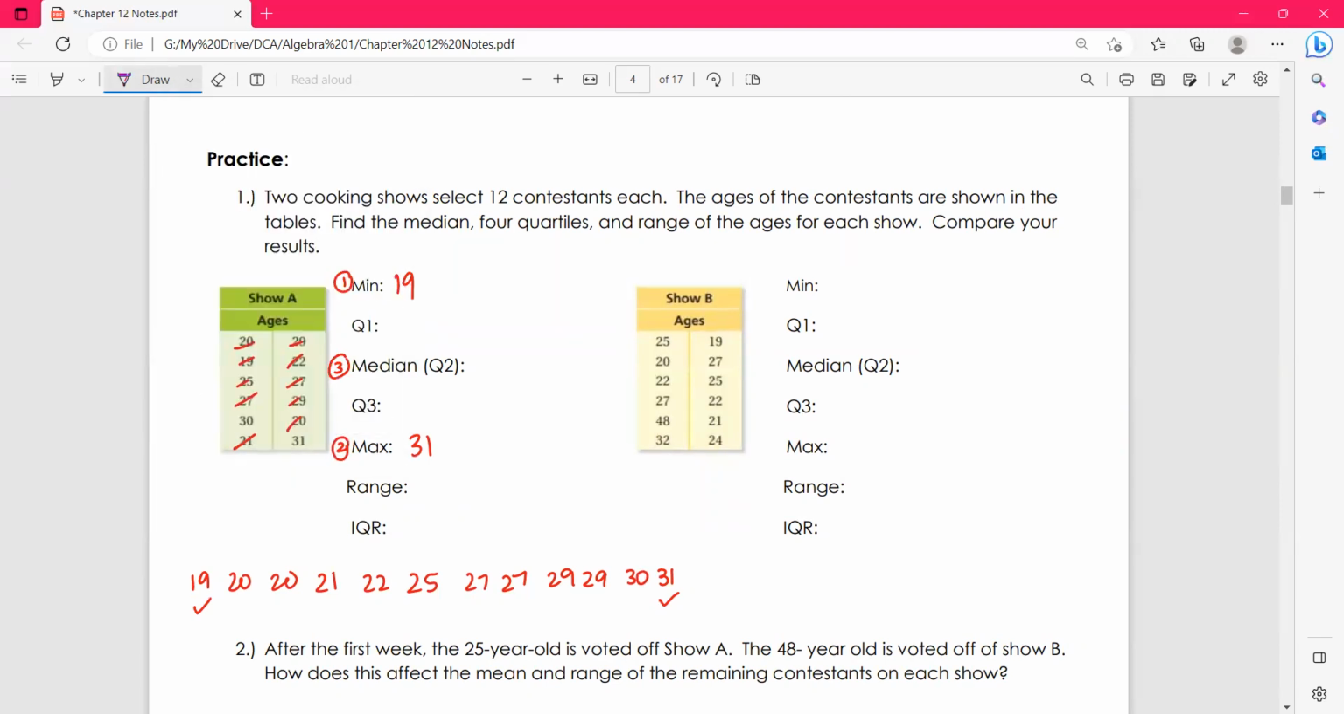I'm going to pretend to cross these out. 19, 31, 20, 30, 20, 29, 21, 29, 22, 27, 25, 27. Right in the middle there is going to be my median. That's 26.